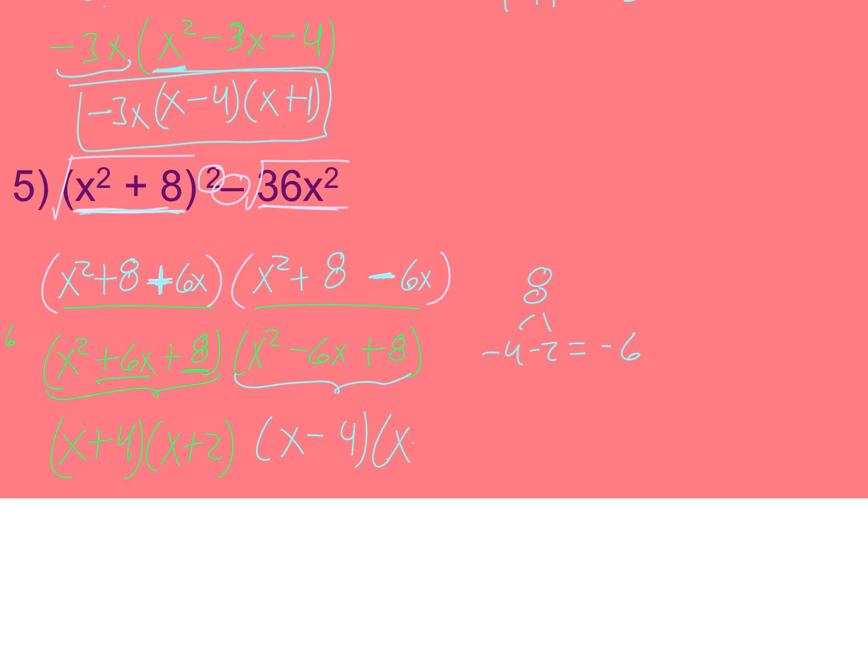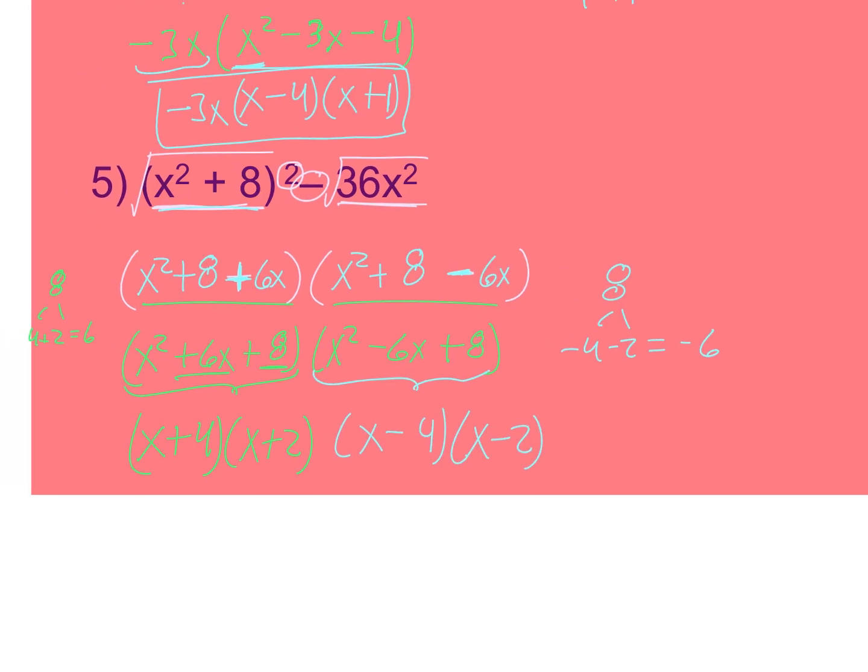And so we get an x minus 4 and an x minus 2. All right, so that becomes our final answer. Nothing more we can do to that. You always want to ask yourself, though, if there is anything that we can do to it. And there's nothing else, right?